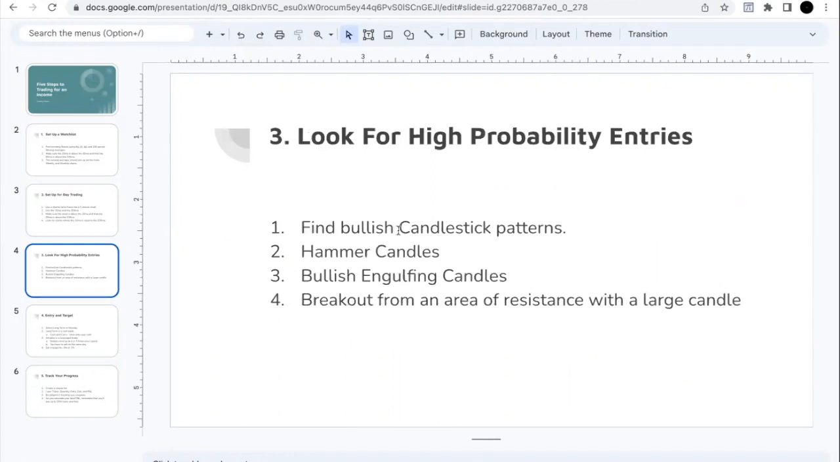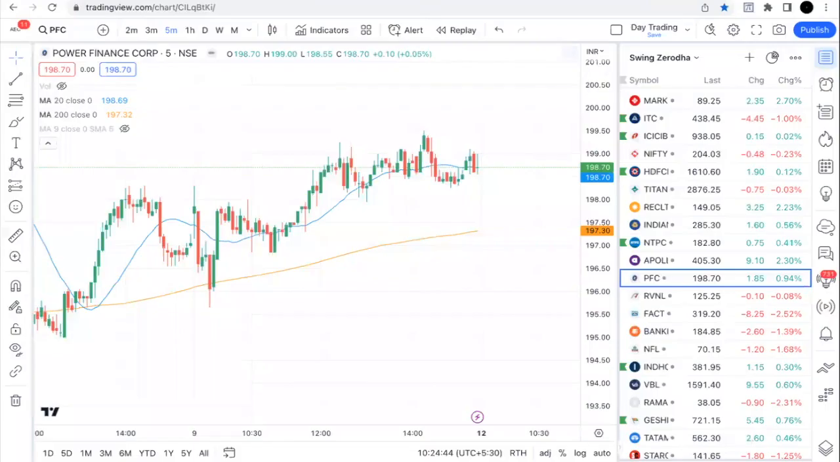Find bullish candlestick patterns. We have videos on our channel regarding candlestick patterns, and you can look that up. I'm looking for two different types of candlestick patterns, the hammer candles and the bullish engulfing candles. You also want to look for a breakout from an area of resistance with a large candle. So let's look for some of these patterns here.